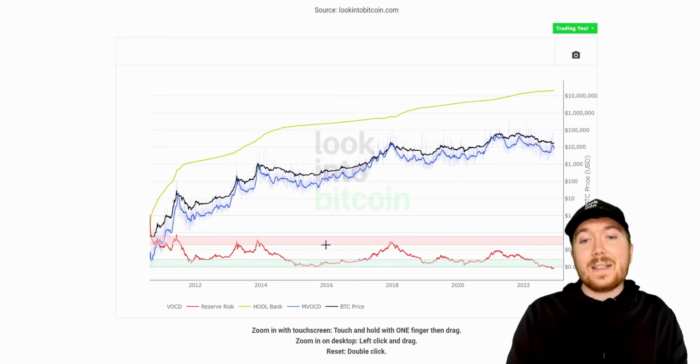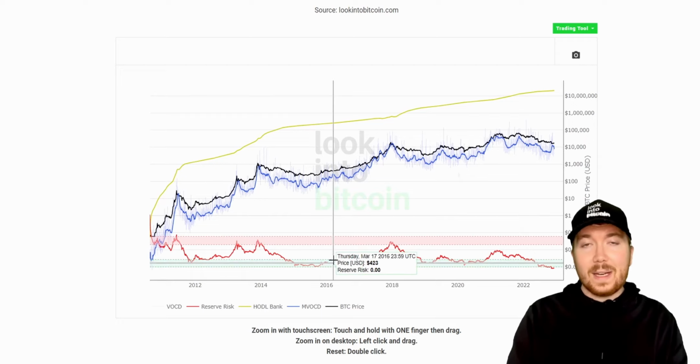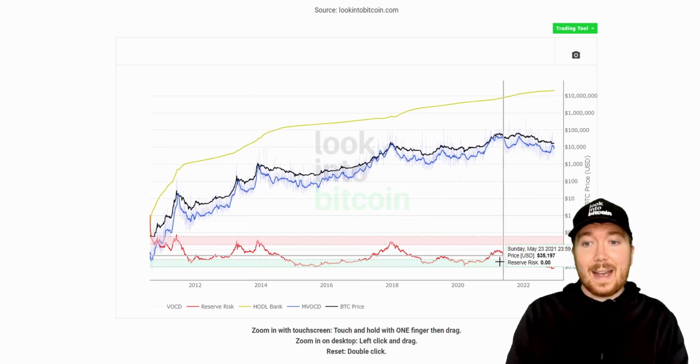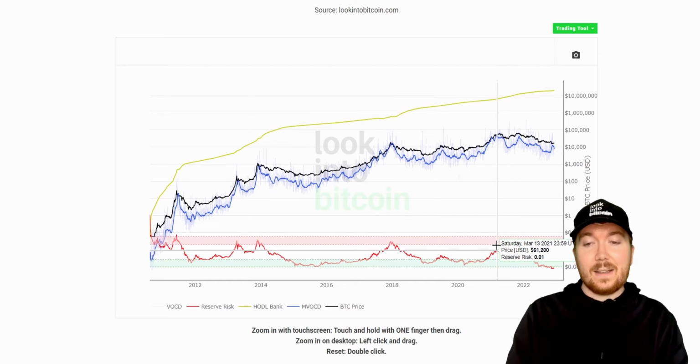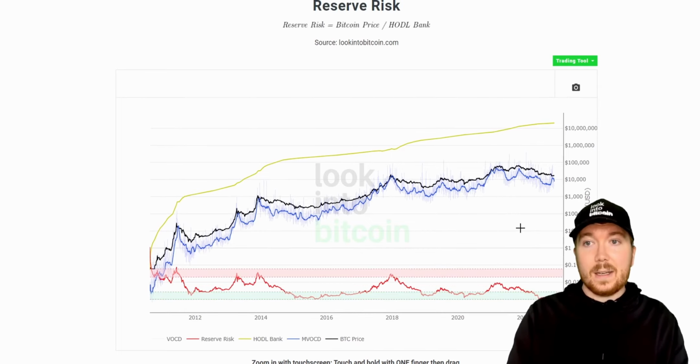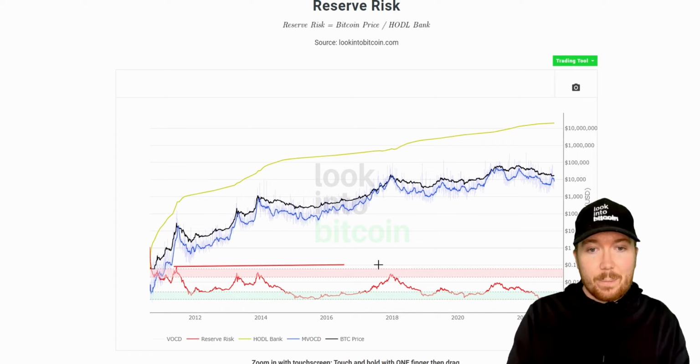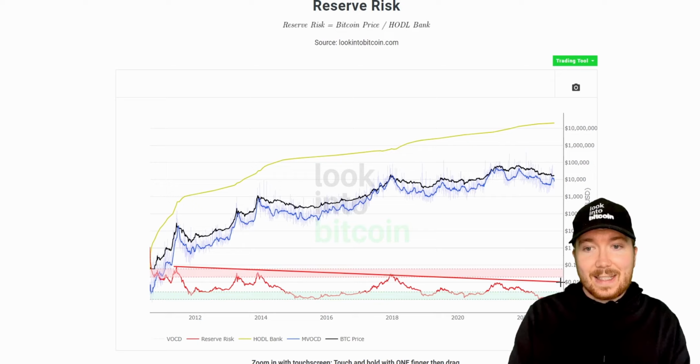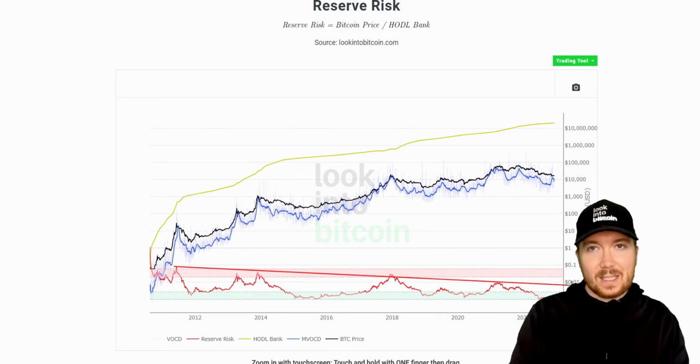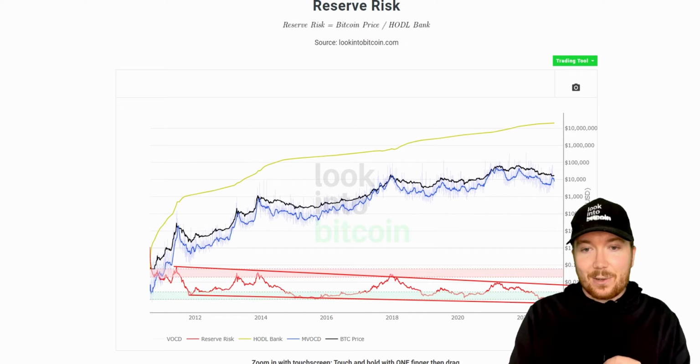Now, of course, you don't have to necessarily use just these green areas we have on the chart here as buy zones and the red area as sell zones. As you can see, we didn't actually reach the sell zone in the previous bull cycle we had. But what we can actually observe is that during every single bull cycle, the peak of this reserve risk is actually decreasing at a fairly predictable rate. And not only are the peaks decreasing, but the bottoms are decreasing also.